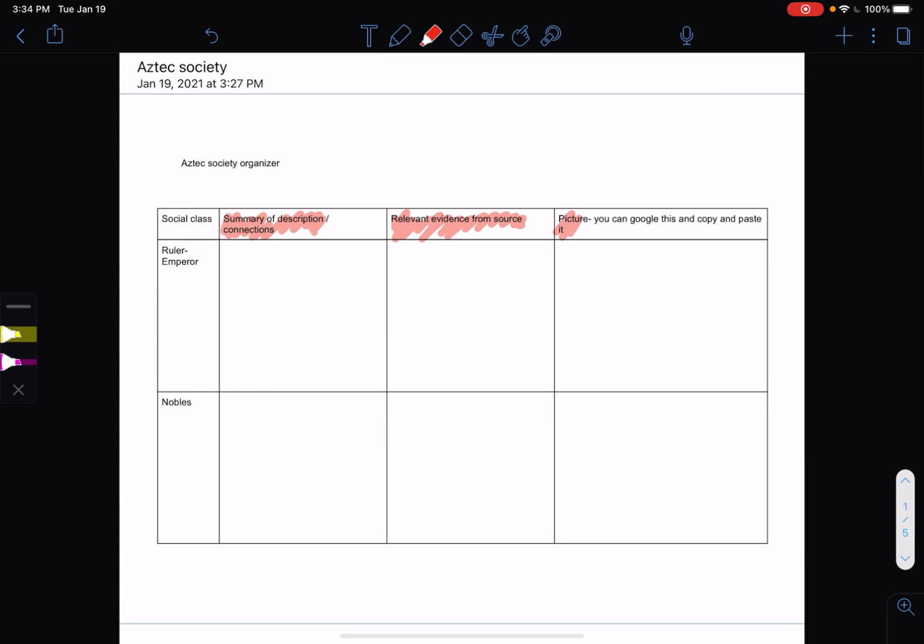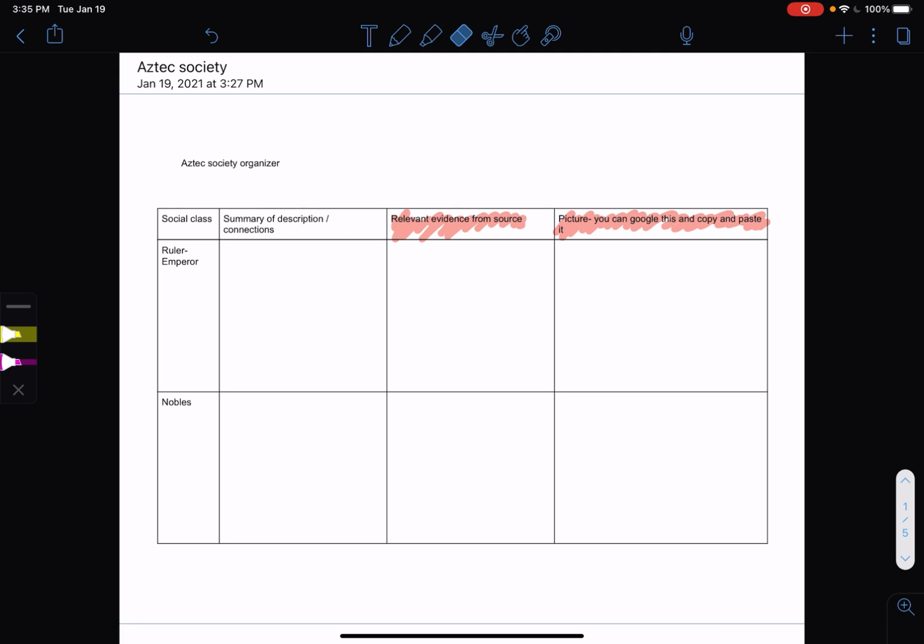And then you're going to pick a picture from Google. You can just Google this and paste a picture. It needs to be relevant to the Aztecs. For example, for the emperor, you can't just pick a king from Europe and expect me to think that's an Aztec king. So you would just type in Aztec emperor or Aztec king and paste it in this space right here. If I see that you didn't do that, then I'm going to have you do it again. You're also going to be doing a connection, so a summary or description and also a connection.